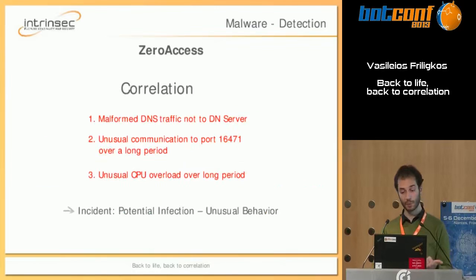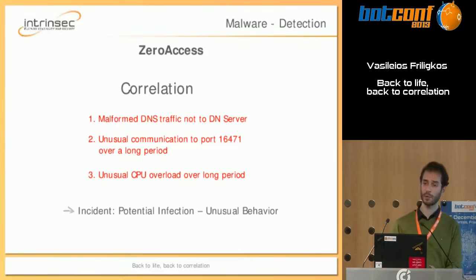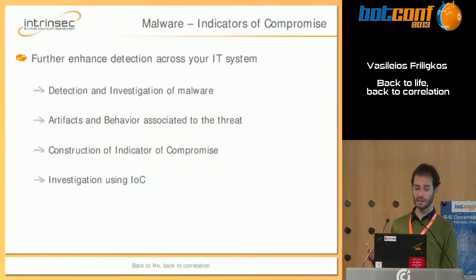For example, malformed DNS traffic going somewhere that it is not supposed to, not going to our DNS server, unusual communication to port 16471, and also an unusual CPU overload on the same machine. All this can indicate a potential infection, meaning that the security analyst must investigate, see what's happening, why do we have three events coming from the same IP address. And so he starts investigating, he sees that indeed the machine is infected.